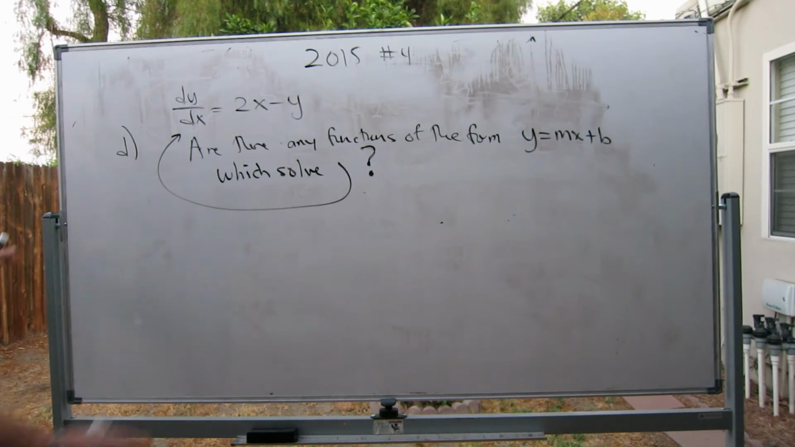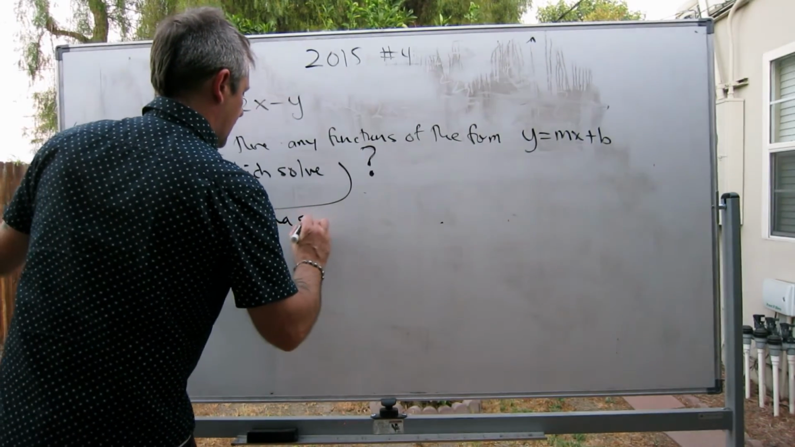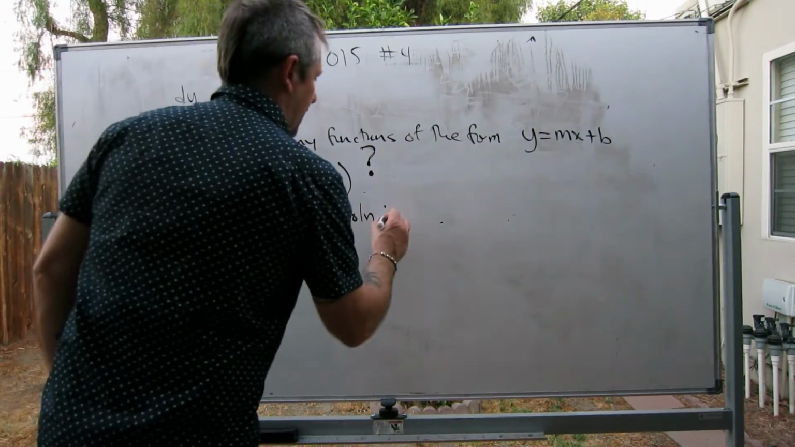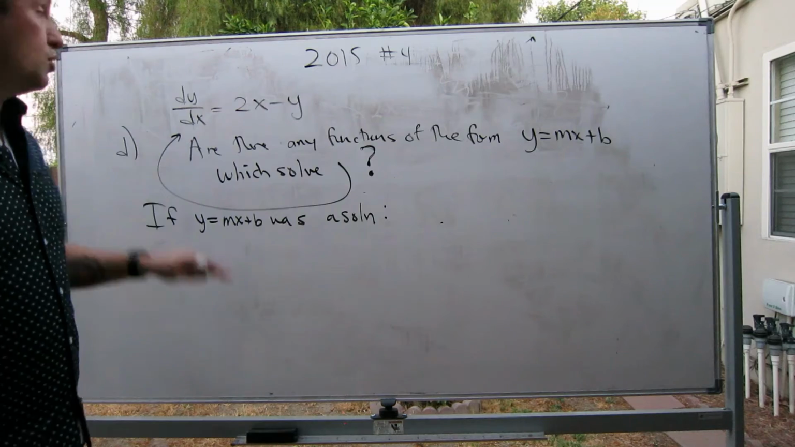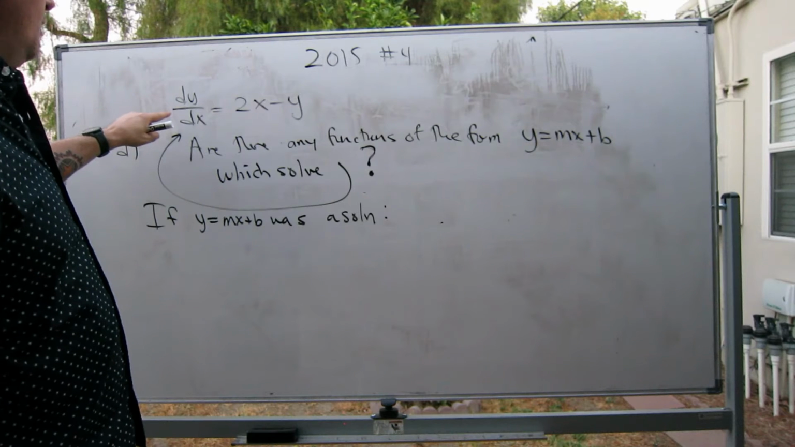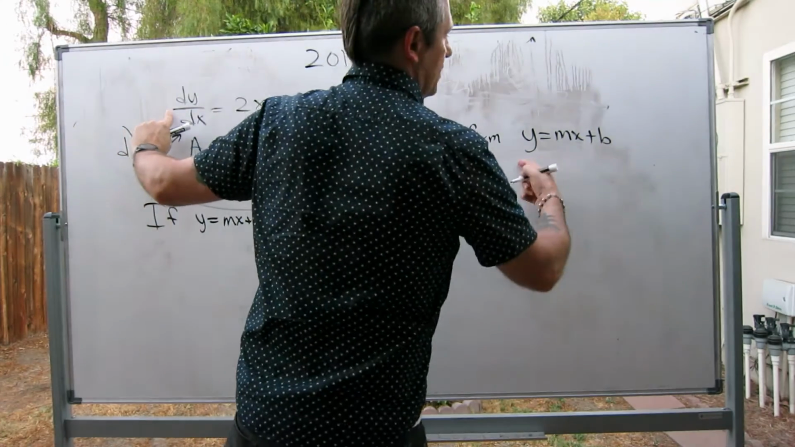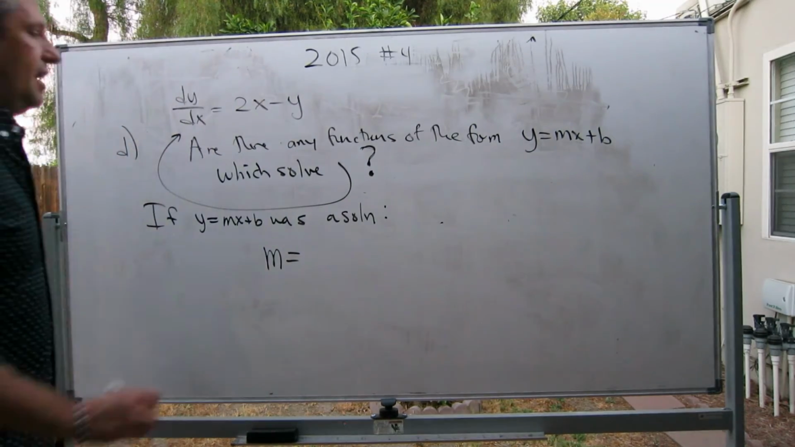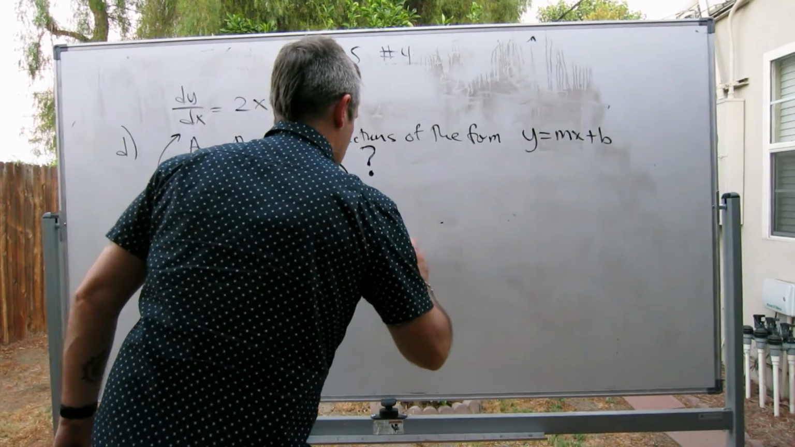Well, let's see. If y equals mx plus b was a solution, what would that mean? Well, that means it would have to satisfy this differential equation. It would have to make this differential equation true. This would have to be true as functions. So let's see what we would get. I could plug in, and on the left-hand side I'd get dy/dx, but y is just mx plus b, so on the left-hand side I'd get m. On the right-hand side I'd get 2x minus y, but y is mx plus b.